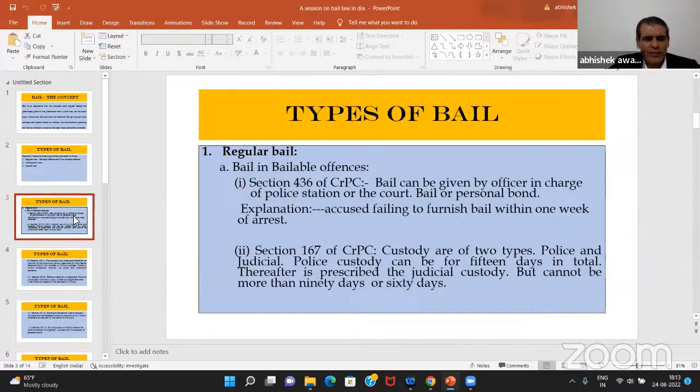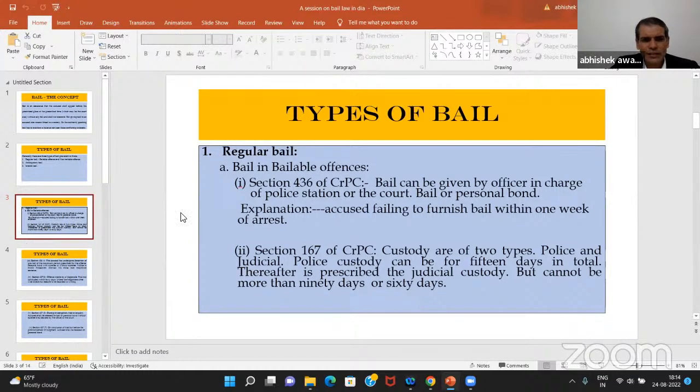Or if he has a poor financial capacity, in that case the court or the officer can release him on personal bond also, without asking him to give a surety. And as an explanation to that section, it has been added that if an accused fails to give bail within a week of his arrest, then it can be presumed by the court or the officer in charge that he is an indigent person, having a poor financial capacity, and so he should be released on personal bond. That is what the explanation says.